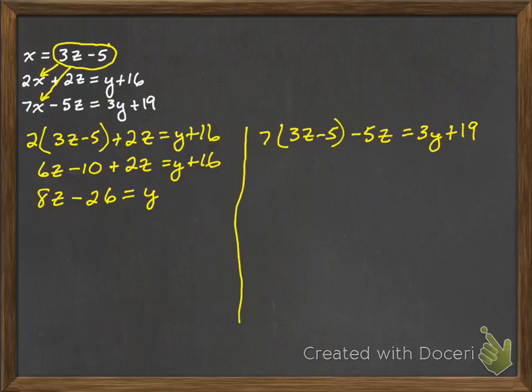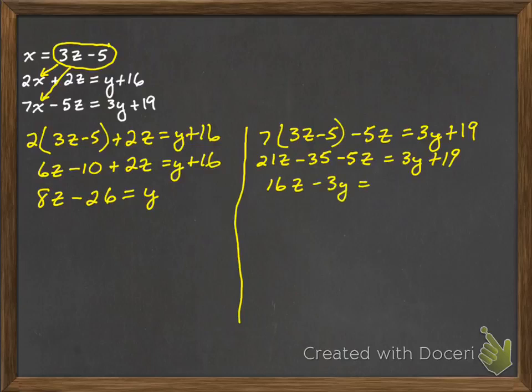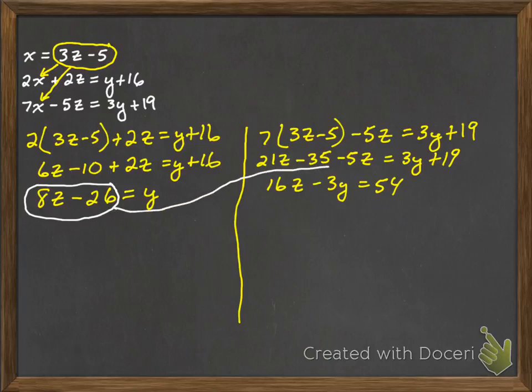All right, so distributing over on the other equation is going to give us 21z minus 35 minus 5z equals 3y plus 19. Combining like terms is 16z. I'm going to bring the 3y over here. I'm going to add the 35 over to the right, which will give us 54. All right, so now this is equal to y. So I'm going to put that over here in place of the y.